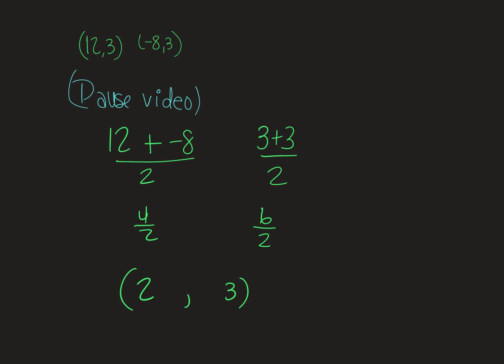You should have gotten an answer of (2, 3). Add your x's, that becomes 4, because I don't really need that plus sign. 12 minus 8 is 4. 4 divided by 2 is 2. Add your y's. 3 plus 3 is 6. 6 cut in half is 3. So these 2 dots have this as a midpoint.